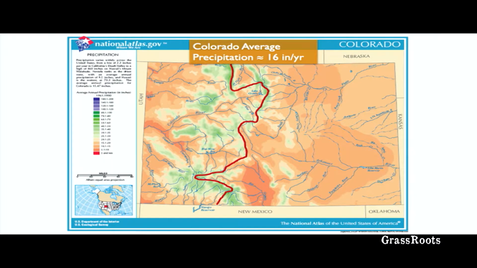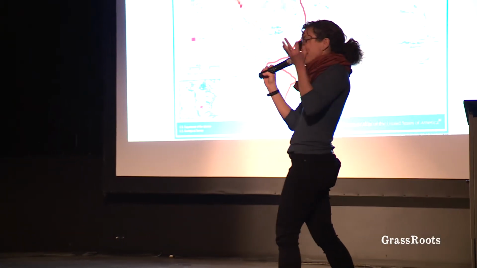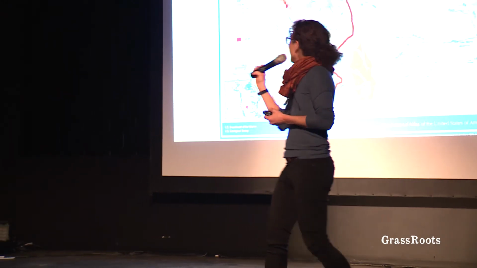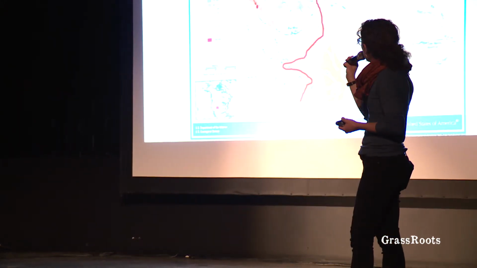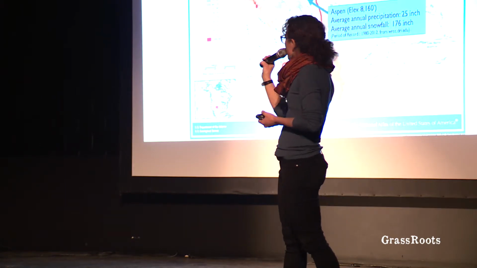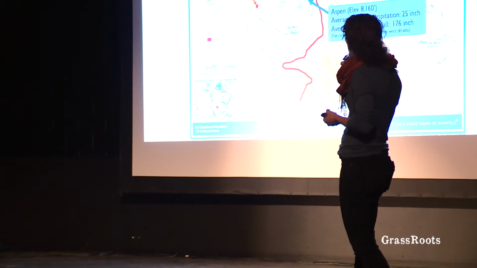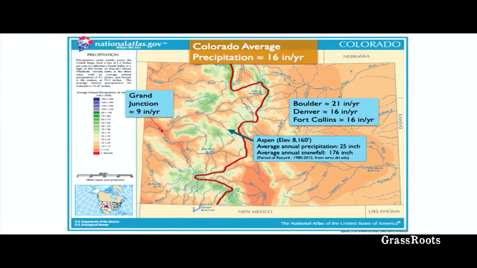Just to give you a sense of how much water this is, on average across the state, we get an average of 16 inches per year of precipitation. Grand Junction, where I just moved from, got an average of 9 inches per year. And the Front Range cities: Boulder 21 inches, Denver and Fort Collins 16. And then here in Aspen, well, we're not in Aspen tonight, but tomorrow night I'll be in Aspen. At an elevation over 8,000 feet, the average annual precipitation is 25 inches, and average annual snowfall is 176 inches.